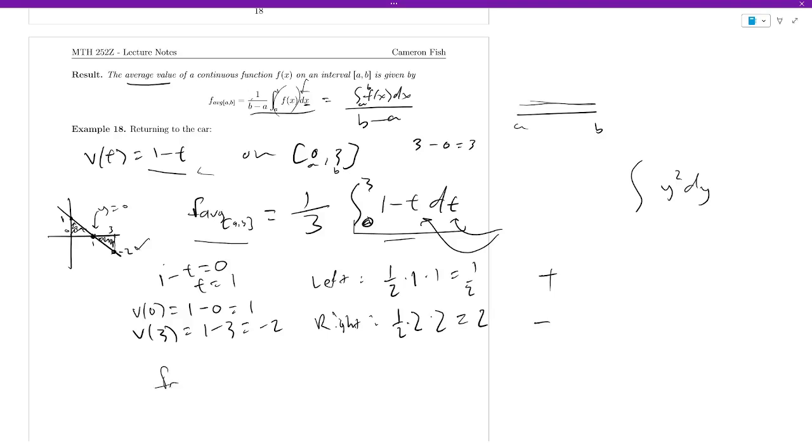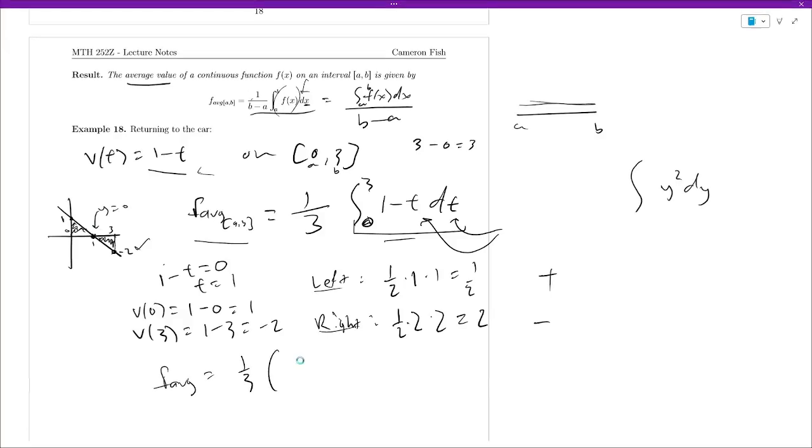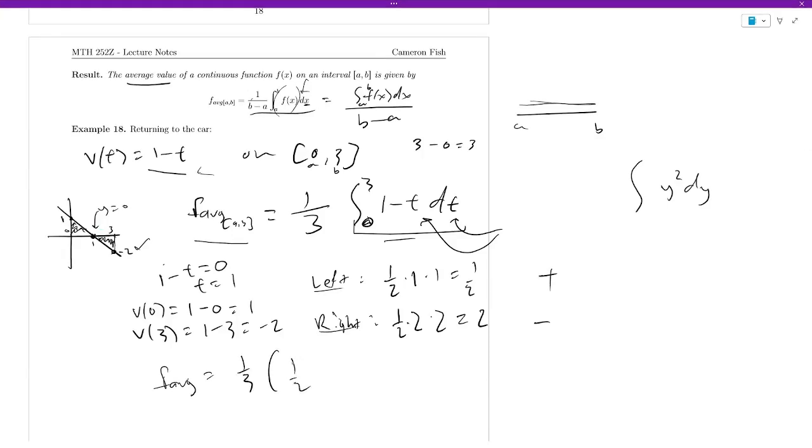Okay, so in the end, my average value is 1/3 of what? 1/3 of this integral, which is the left triangle plus the right triangle. The left one is positive 1/2. The right one is -2. So whatever number that turns out to be is our actual average speed. You can go ahead and work it out. So 2, I want to turn into halves, right? 2 is 4 halves.